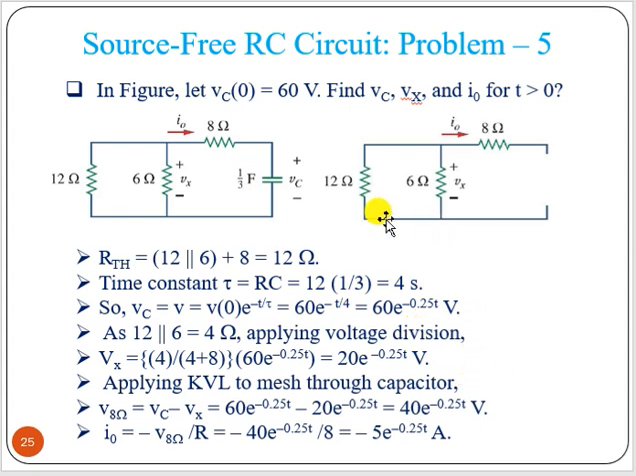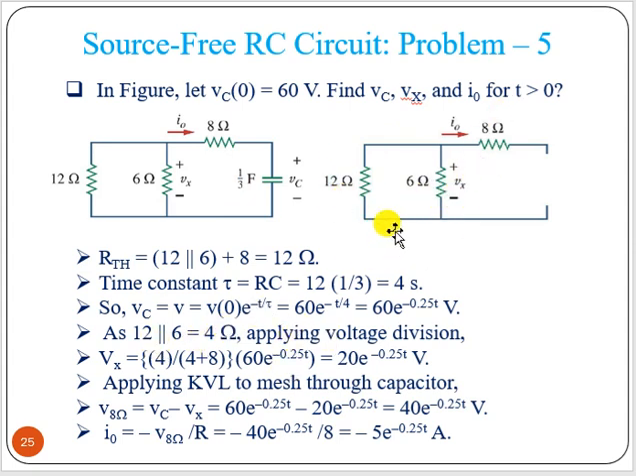So now what happens? We have to find out Vx. Vx is across these. Now these two are in parallel. These two in parallel, so the equivalent resistance of that is what? Nothing but 4 ohm, 12 parallel 6.